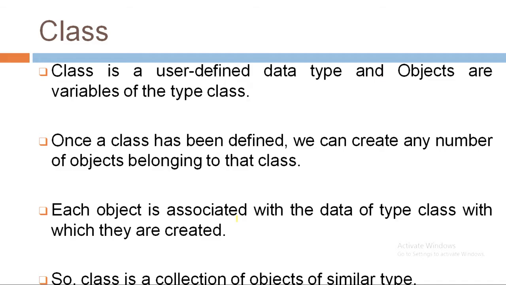Now let's see the class. So class is a user-defined data type and objects are variables of that type of class. Means class is a data type of which we can create a variable and that variable is called object. These data types are user-defined data types. So once a class has been defined, we can create any number of objects belonging to that class. So each object is associated with the data of type class with which they are created. So we can say class is a collection of objects of similar type.